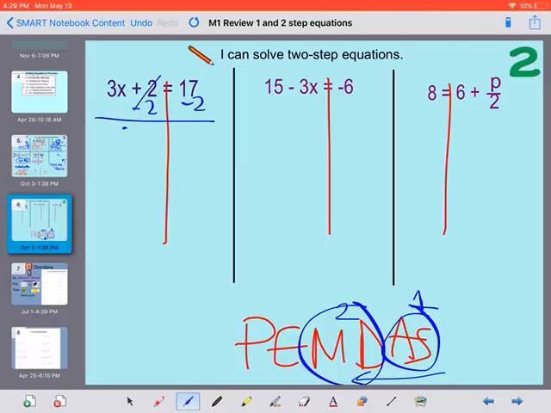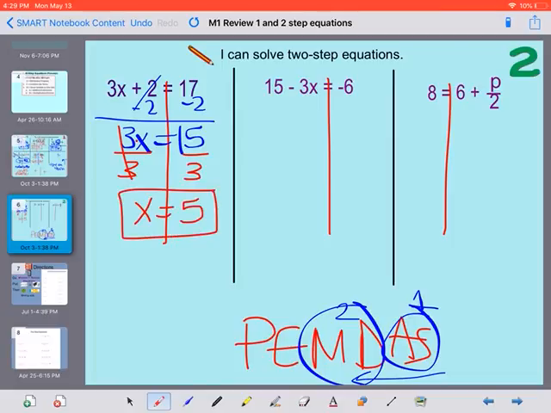Those eliminate, and we have 3x. Well, 7 minus 2 is 5, so 15. And then the opposite of multiplying by 3 is dividing by 3. And we get x equals 15 divided by 3 is 5.